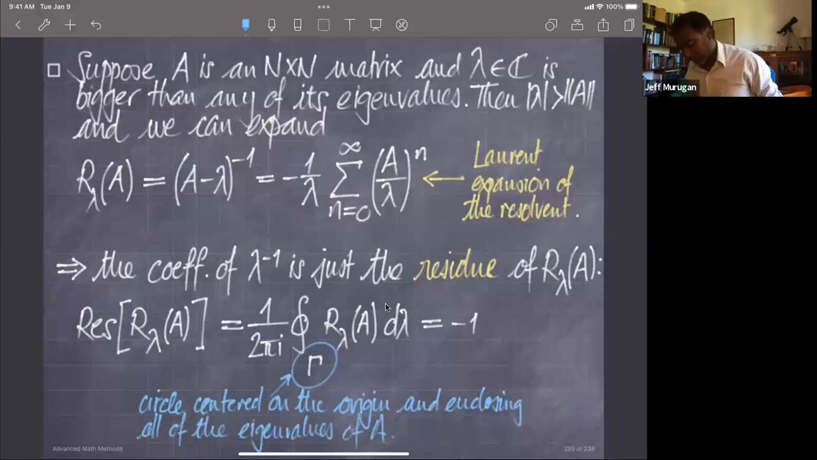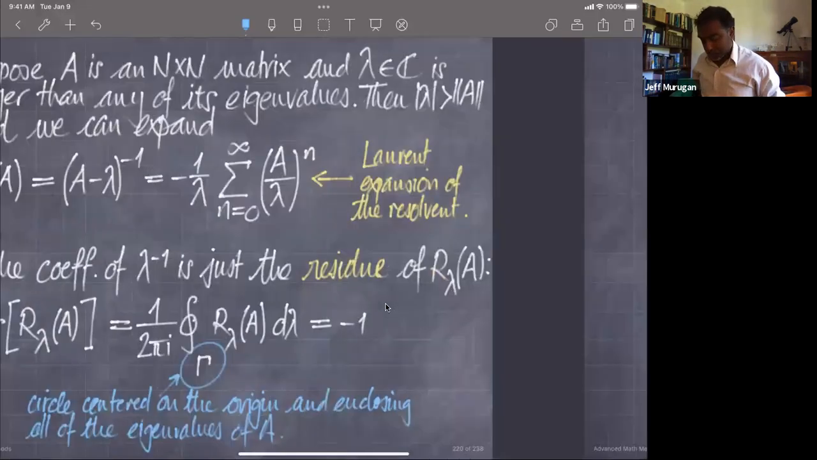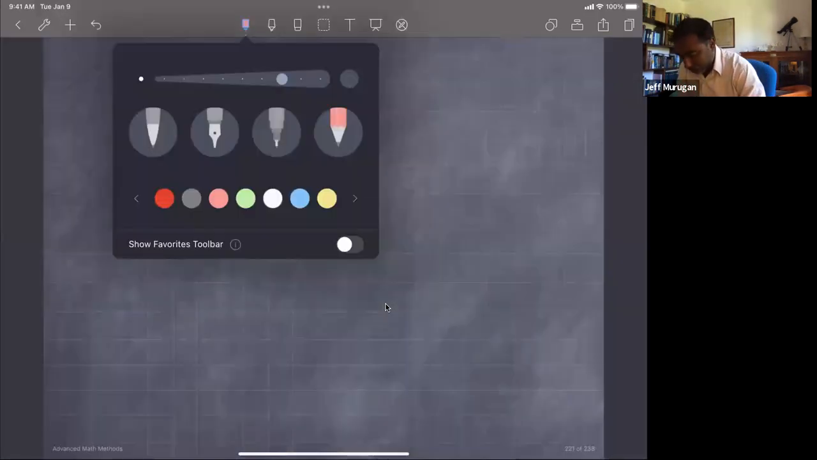Now, this is nice, but it turns out that you can actually do more. And by you, I really mean you. So let me leave you with an exercise.